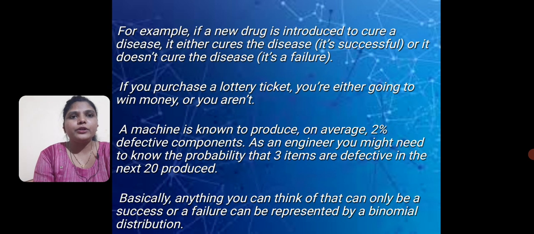For example, if a new drug is introduced to cure a disease, it either cures the disease or it doesn't cure the disease. If you purchase a lottery ticket, you are either going to win money or you aren't. A machine is known to produce on average 2% defective components. As an engineer, you might need to know the probability that 3 items are defective in the next 20 produced. Basically, anything you can think of that can only be a success or failure can be represented by binomial distribution.